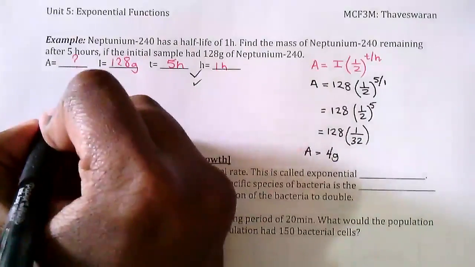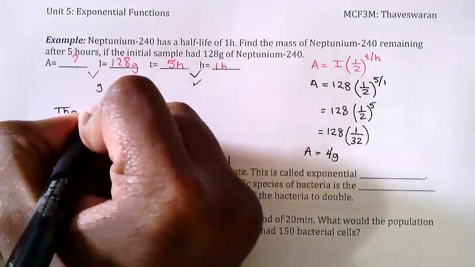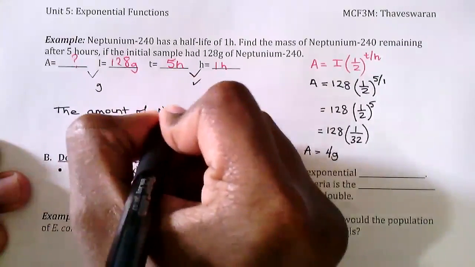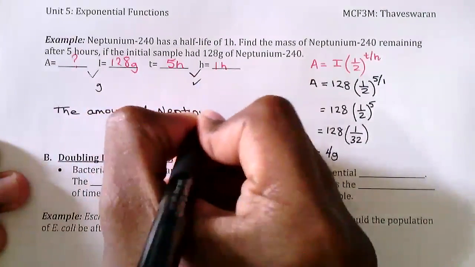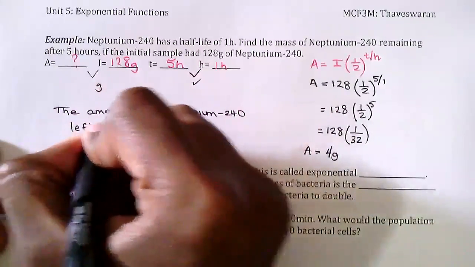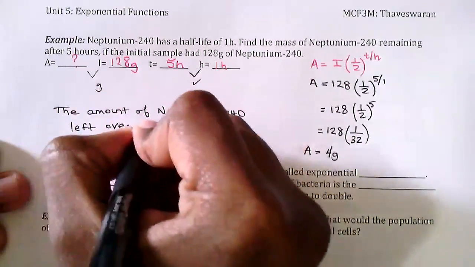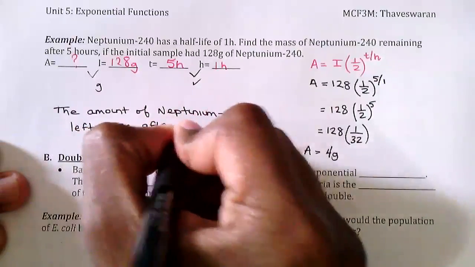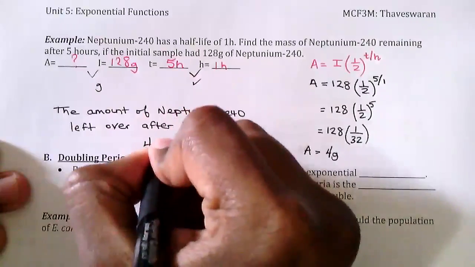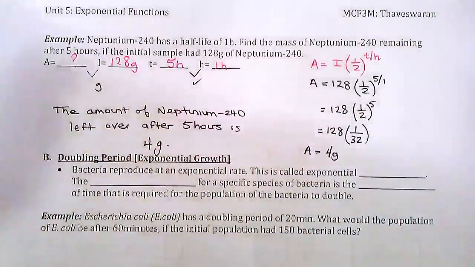So write a final sentence. The amount of Neptunium-240 left over after 5 hours is 4 grams.